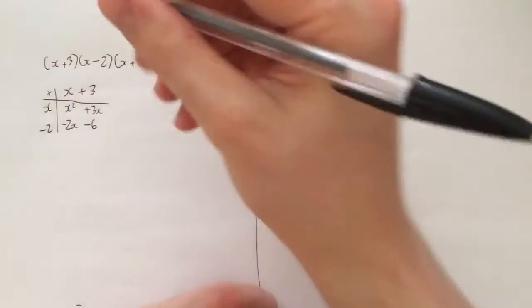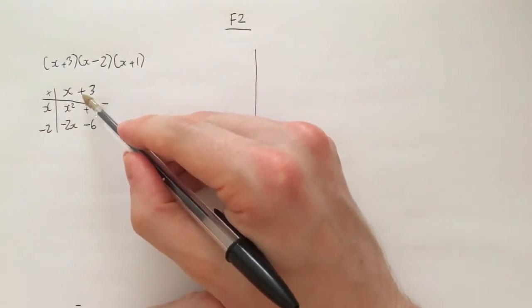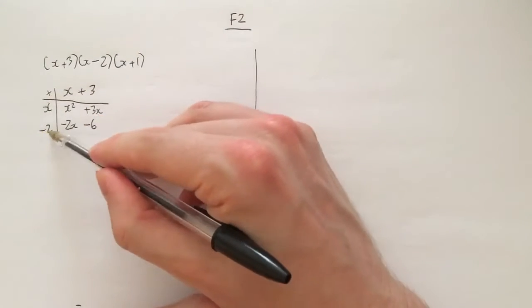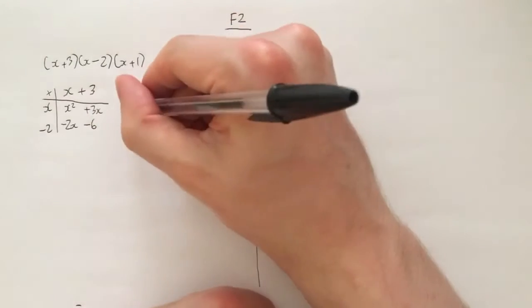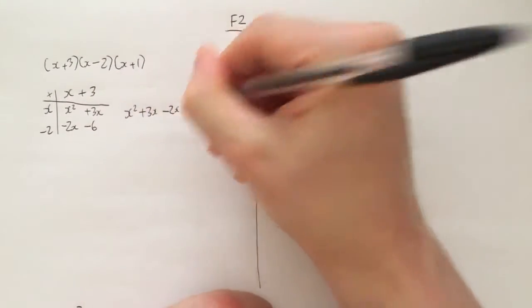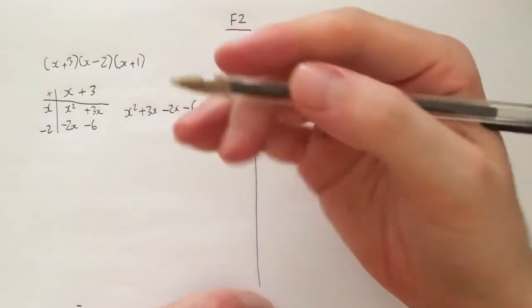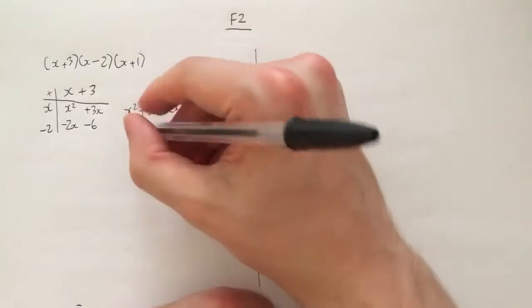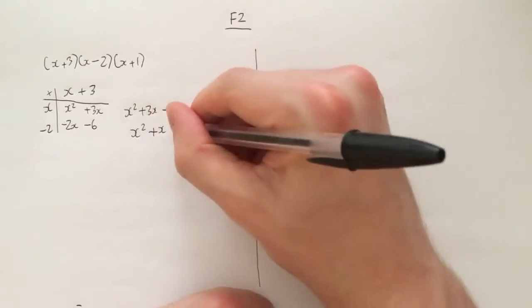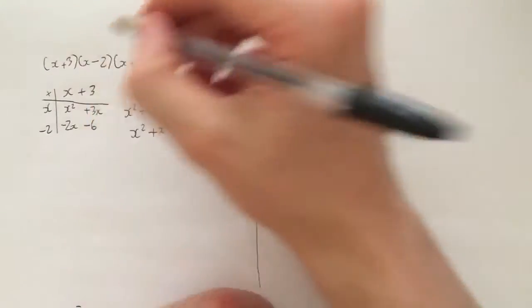If you need to put a times sign there, please do. That does not say positive 3 take away 2. It says positive 3 times by take away 2. Okay. X squared plus 3x minus 2x minus 6. 3x minus 2x is just x, or 1x. But I'm going to put x. So x squared plus x minus 6. Okay, so that's the first two brackets done.